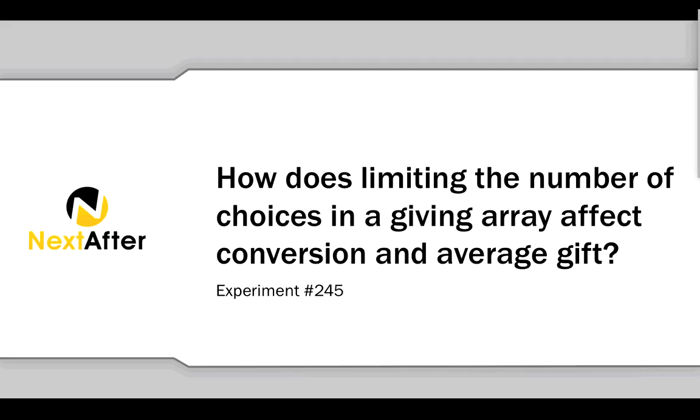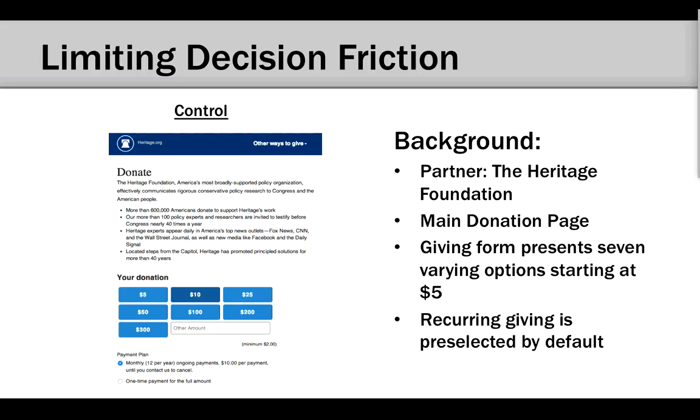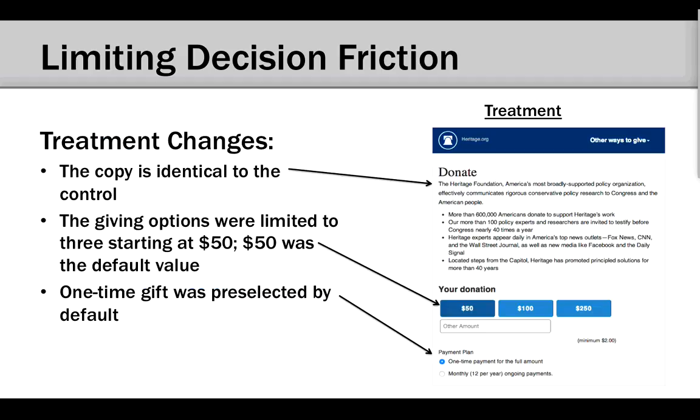This is experiment 245 from the library. We had this control. The Heritage Foundation's main donation page had 7 options starting at $5, and then recurring giving was pre-selected by default. That's why you see the smaller numbers there. We developed a treatment asking if recurring giving was too high of an ask initially. So the treatment has the identical copy, only has 3 options. They're limited to 3, $50 is the default value. And we have the one-time gift selected by default. So we're taking a different tactic there with fewer options, and we're selecting one time.